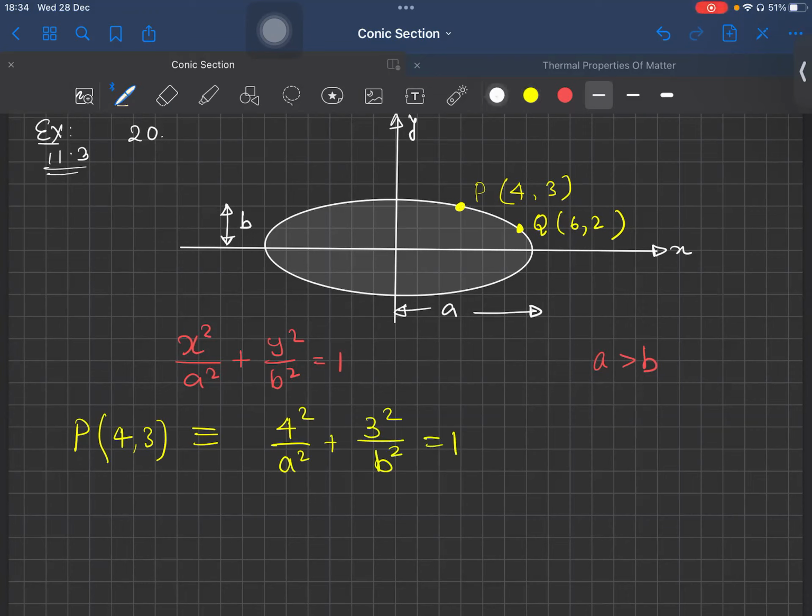Now again plug the value of Q. Q is 6, 2 in this ellipse. What you'll get? 6 square upon A square plus 2 square upon B square is equal to 1. Tell me the values of A and B, or A square and B square. You calculate the values of A square and B square. That's it.